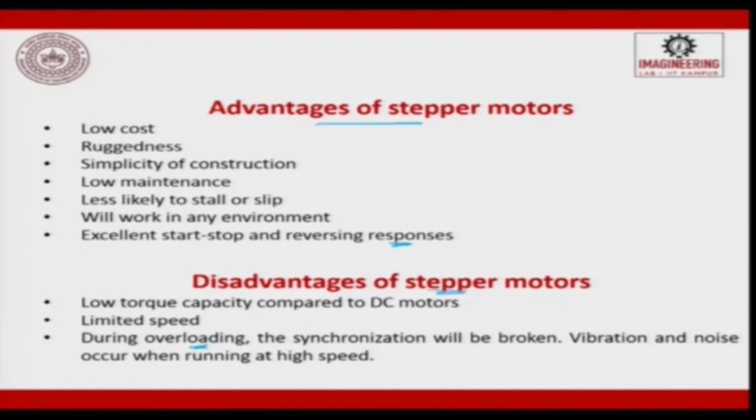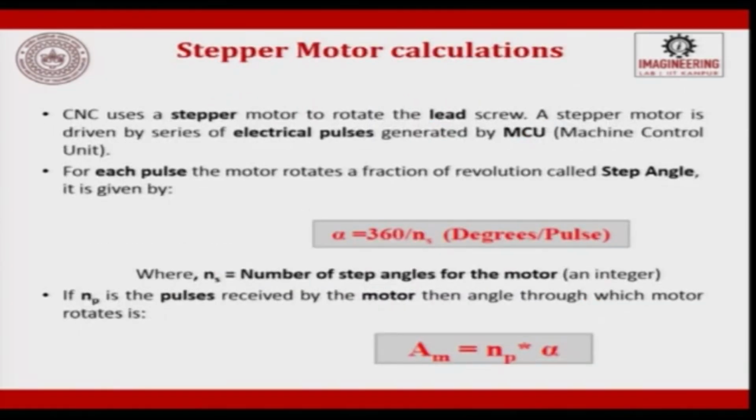So, stepper motors are for lighter loads and for quick stop and start, and are rugged and low cost compared to a servo motor. Now, stepper motor calculations, we will try to see a small calculation. CNC uses a stepper motor to rotate the lead screw. A stepper motor is driven by a series of electrical pulses generated by the MCU. For each pulse, the motor rotates a fraction of a revolution called the stepping angle.